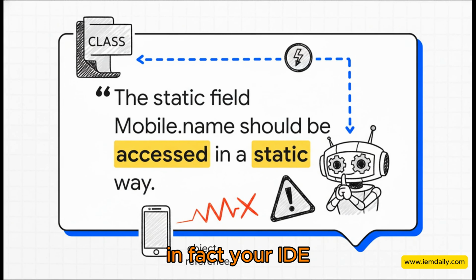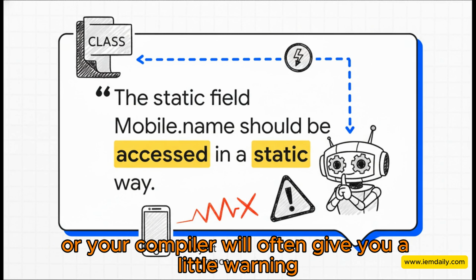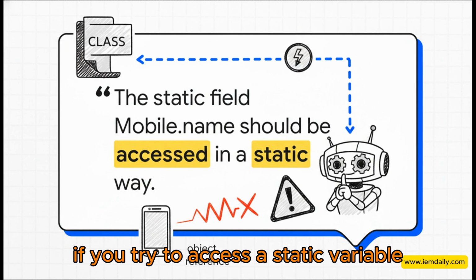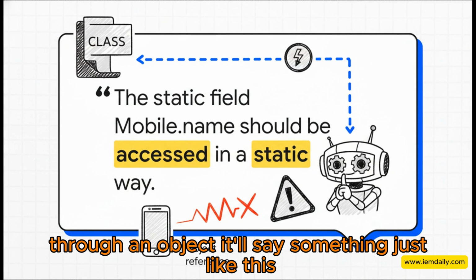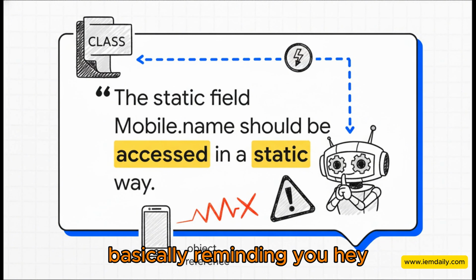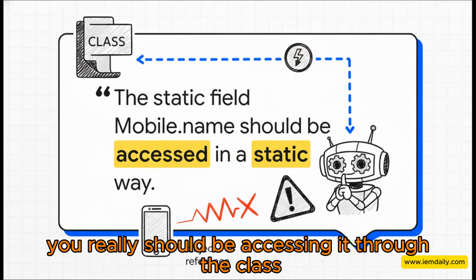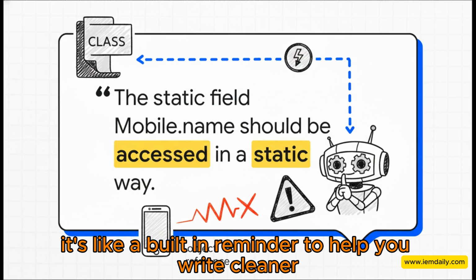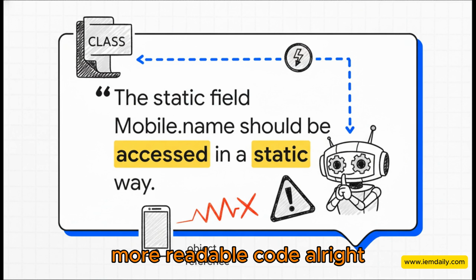In fact, your IDE or your compiler will often give you a little warning if you try to access a static variable through an object. It'll say something just like this, basically reminding you, hey, that's a class-level thing. You really should be accessing it through the class name. It's like a built-in reminder to help you write cleaner, more readable code.